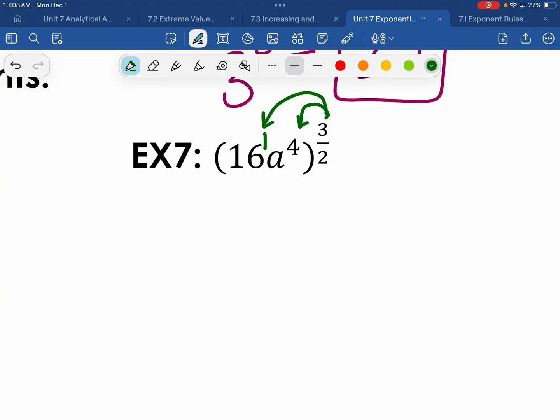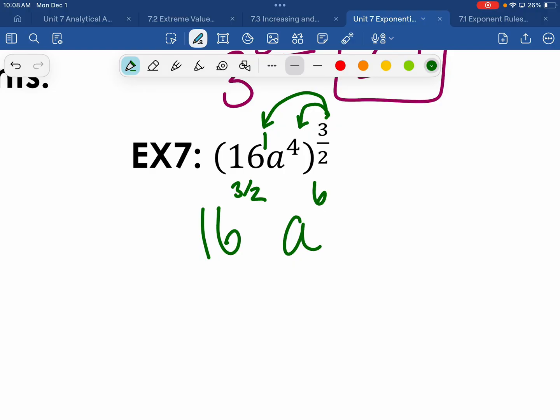You have to multiply the exponent to another exponent. So they're exponent rules, so you can't do anything with the big numbers when you're doing exponent rules. Only with exponents. So 3 halves times 1 is going to be 3 halves. And then 3 halves times 4: 4 times 3 is 12, 12 divided by 2 is 6. So this is 16 to the 3 halves, not multiplying.